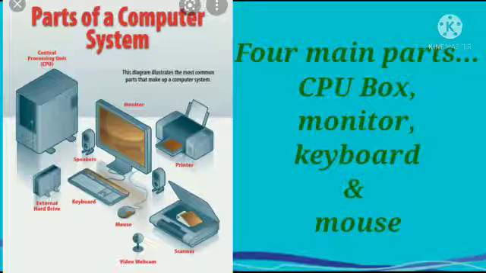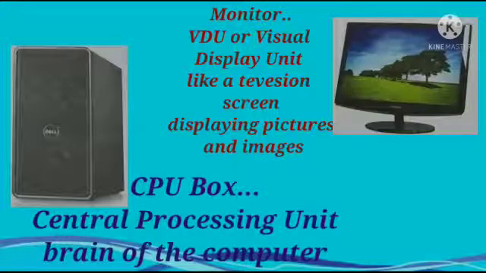All the parts of the computer system are connected by wires called cables. So now, first, we will discuss the main parts of the computer. The CPU box. It is also called the CPU cabinet. It contains the CPU inside it.